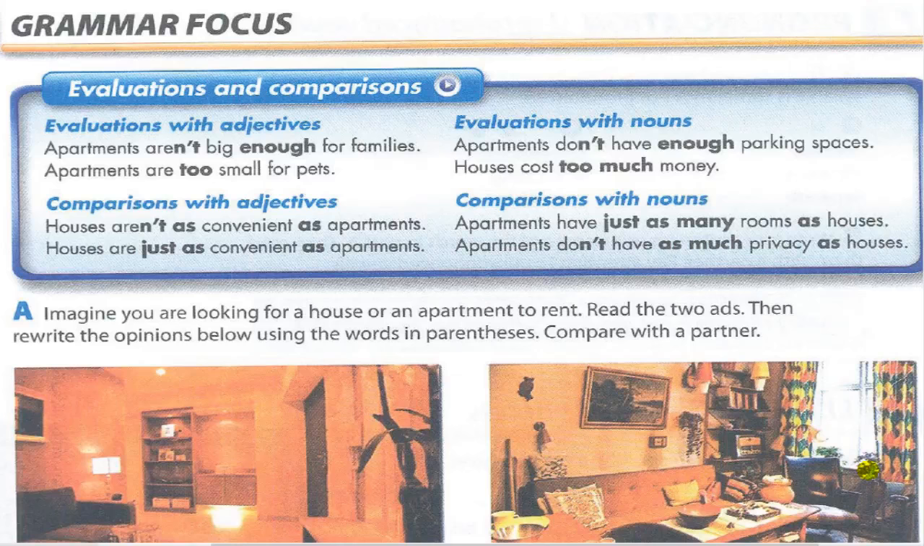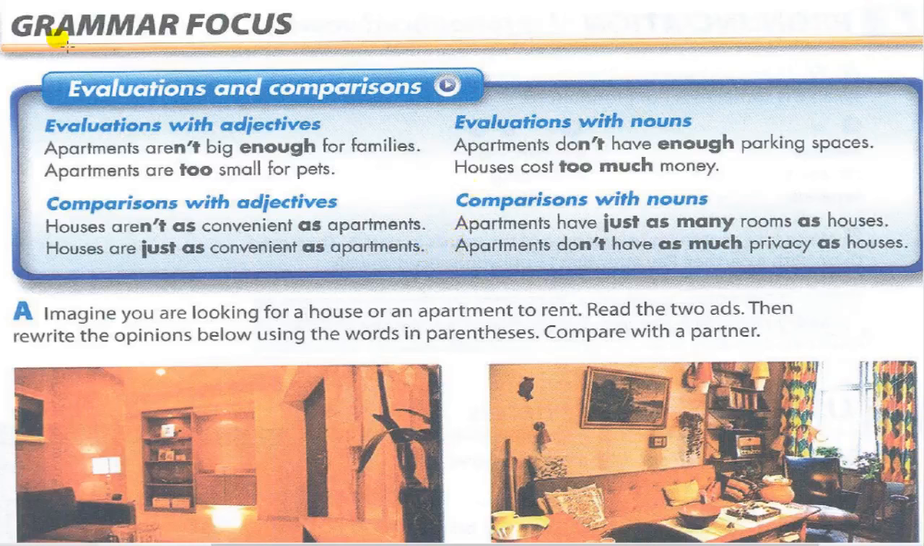Page 17, Exercise 3, Grammar Focus. Evaluations and Comparisons. Evaluations with Adjectives. Apartments aren't big enough for families. Apartments are too small for pets. Evaluations with Nouns. Apartments don't have enough parking spaces. Houses cost too much money. Comparisons with Adjectives. Houses aren't as convenient as apartments. Houses are just as convenient as apartments. Comparisons with Nouns. Apartments have just as many rooms as houses. Apartments don't have as much privacy as houses.